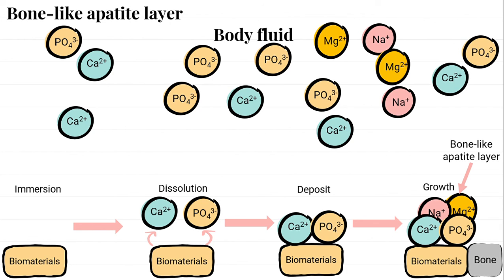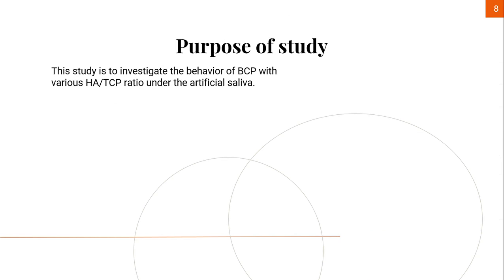in the oral environment, artificial saliva is also the right choice to study the behavior of BCP. On the other hand, this study focused on the effect of the various ratios of phosphate in the BCP, but not on the hydroxyapatite layer forming. Therefore, this prerequisite is to investigate the behavior of BCP with various ratios of hydroxyapatite and beta-tricalcium phosphate under the artificial saliva condition.